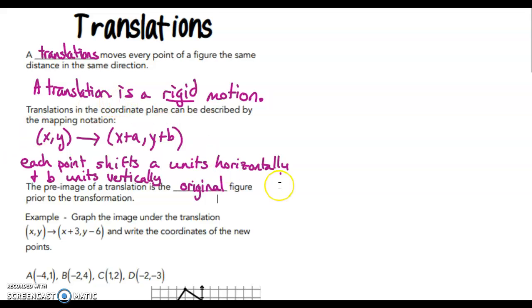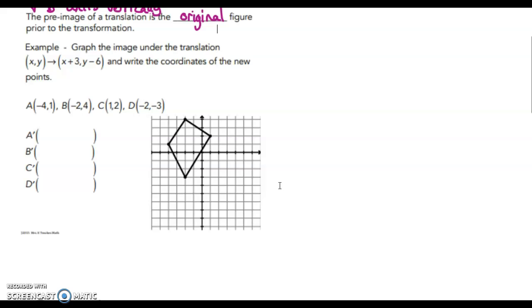All right, let's look at this example. It says, graph the image under the translation. Right here, it's giving us our transformation rule. So this is the rule. The x plus 3 means it's going to go to the right 3, and the y minus 6 means it's going to go down 6.